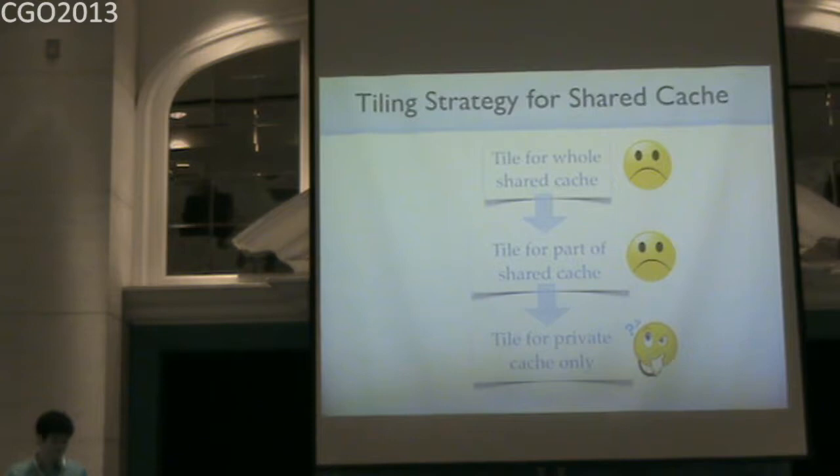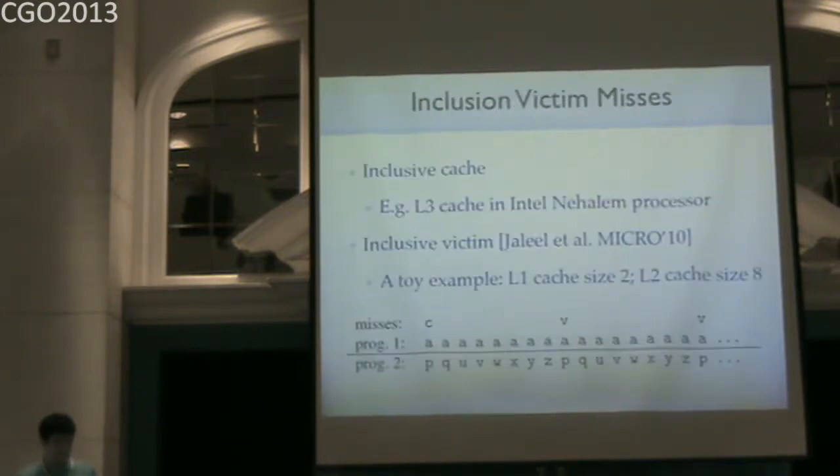But Bing told me that's not the case, because there's a problem called inclusion victim misses. AMD actually does things differently, but on x86 processors, the cache hierarchy is inclusive. That means everything we have in private cache, we have to have a copy in shared cache. So the content of the private cache L2 has to be part of the content of L3. If it occurs that a data block has to be evicted from the shared cache on x86, because of the inclusion property, that data has to be evicted from the upper level cache as well. That causes the miss that's called an inclusion victim miss.